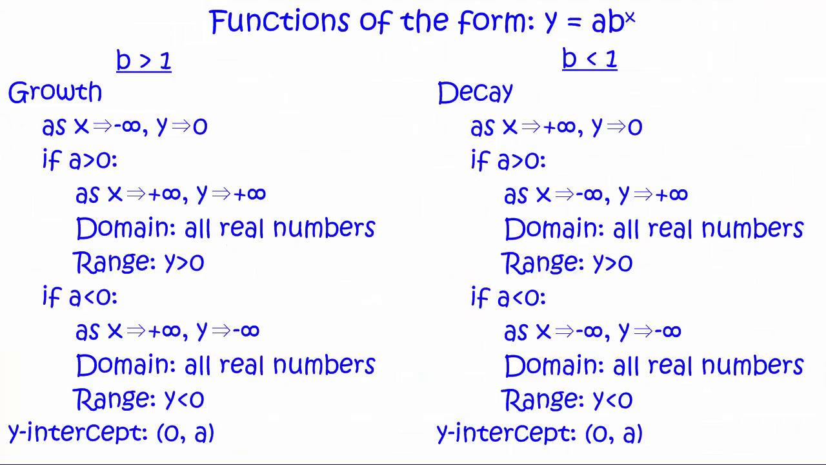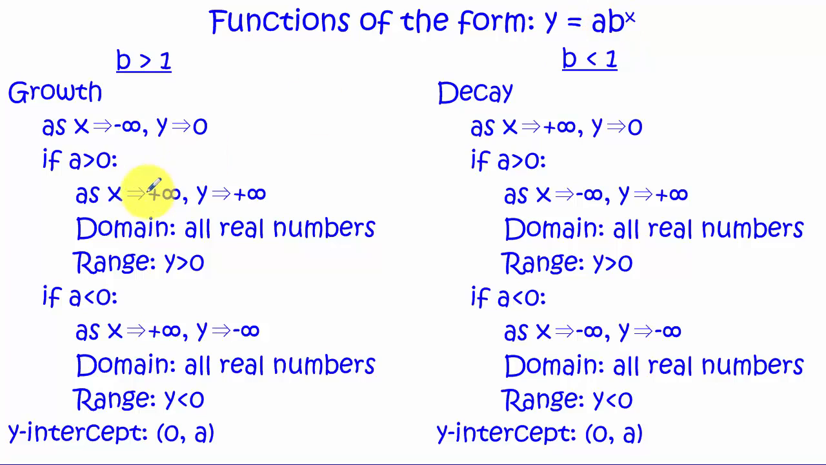So this chart summarizes what we looked at in the previous graphs. For exponential growth, b being greater than 1, as x approached negative infinity, so the left side of the graph, y approached 0, our horizontal asymptote. And when a was greater than 0 on the right side, as x approached positive infinity, y was going upward to positive infinity, and if a was negative, it was going downward to negative infinity.